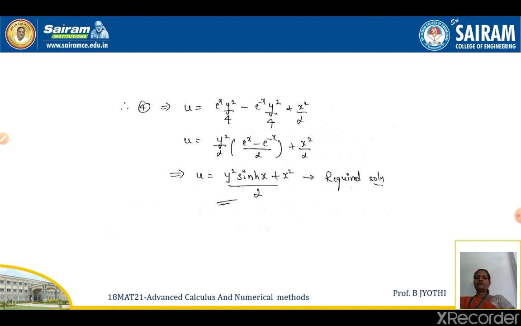So equation 4 is implied as u = e^x y²/4 − e^(−x) y²/4 + x²/2. From the first two terms we can take y²/2, so it reduces to y²(e^x − e^(−x))/2 + x²/2. We know that (e^x − e^(−x))/2 can be written as sinh x, and therefore u = (y² sinh x + x²)/2 will be the solution. That is the required solution we are getting.